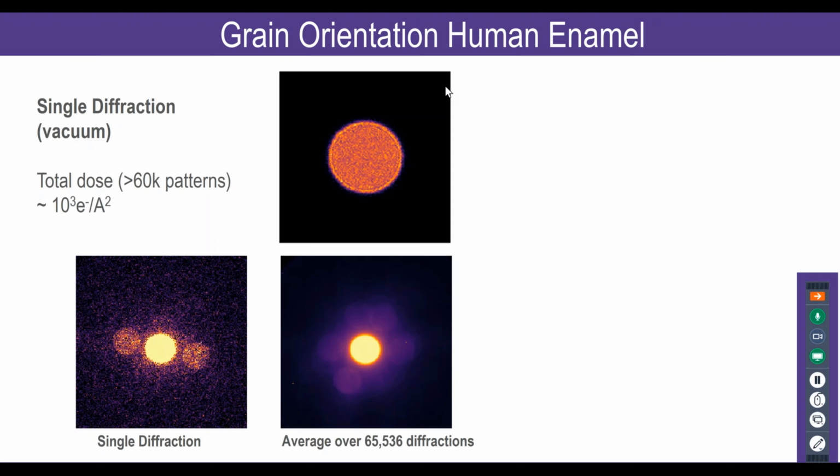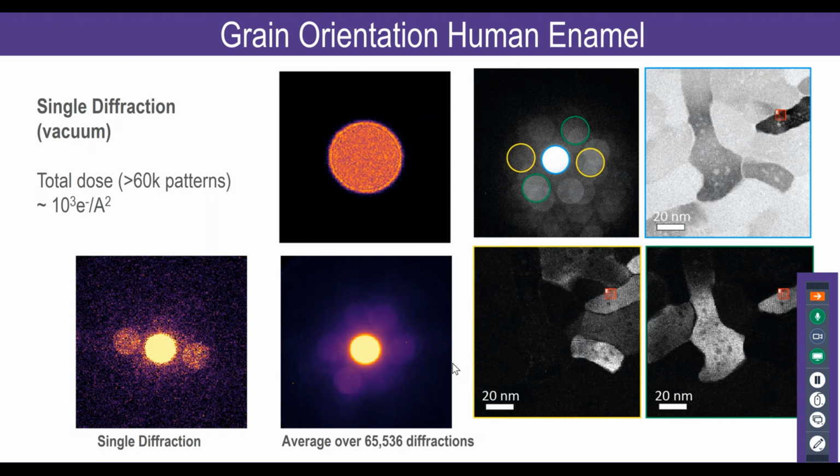And here you can actually control that dose using the fact that with the cameras today, you can count how many electrons are landing at the surface of the detector. So you can use the so-called vacuum probe to know exactly how many electrons you are putting in the sample here. This is just an example of a single diffraction, and this is the average over more than 65,000 diffractions. If you look at the panel on the right, this is a couple of regions that we want to take a close look at.